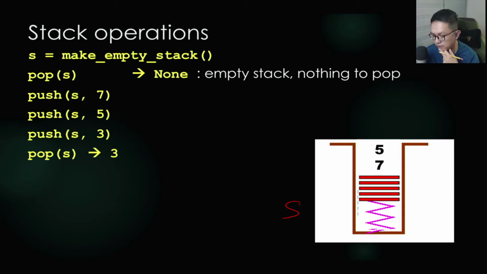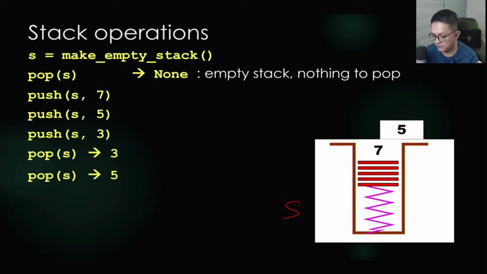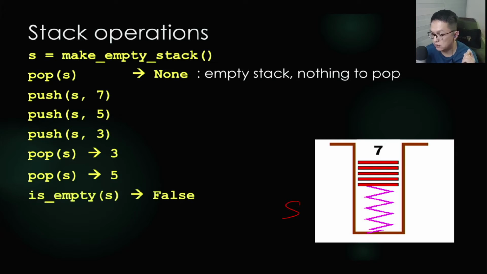Okay, now your stack is just 5 and 7. 5 is the highest one. Okay, you pop again, you remove 5, which is the last item. So you just pop it out, right? So you now have 7 left. You can check whether the stack is empty or not. So you can do is empty as, okay, equals to false.